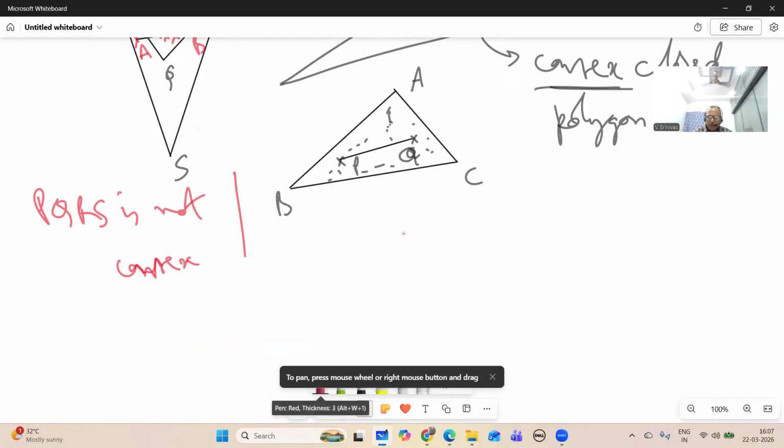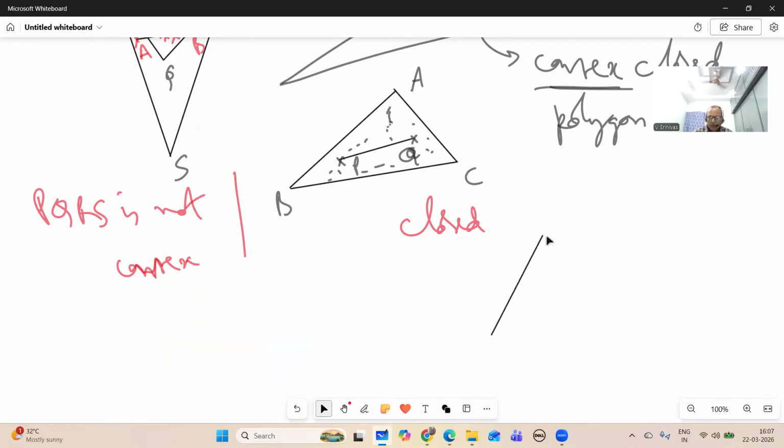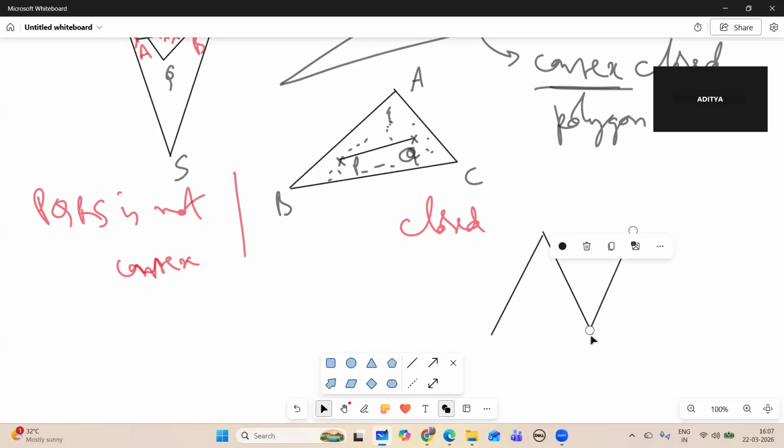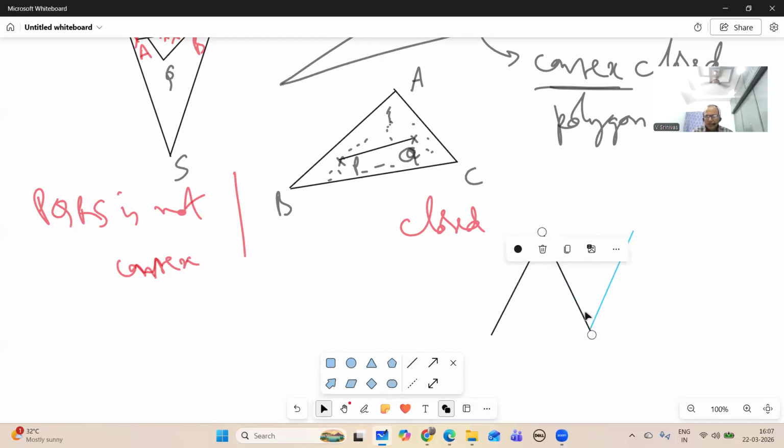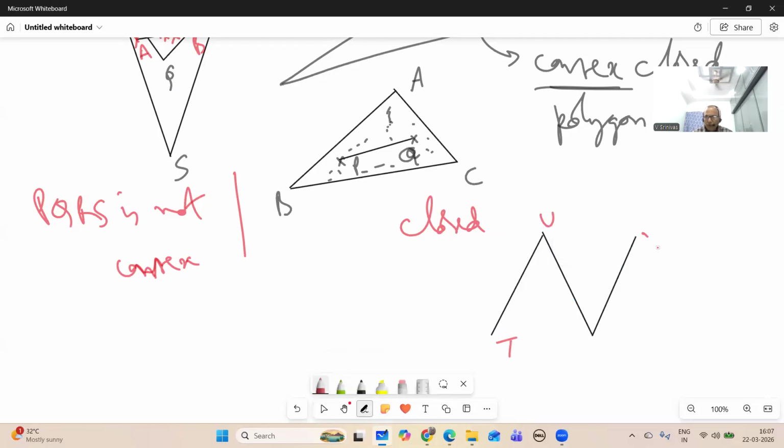This figure is closed. A triangle is closed. Whereas if you take this kind of figure, this is one line segment, and this is another line segment. For me, this is a polygon. I can name this TUV. This is polygon TUV. This polygon is not closed. This is a non-closed polygon.